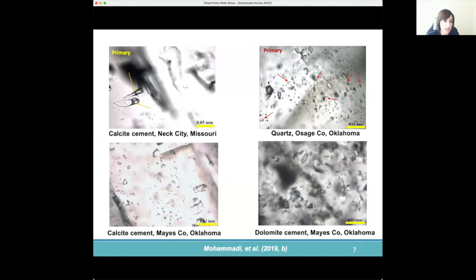The upper left is an example of primary fluid inclusions in calcite cement, and below is the assemblage of primary and secondary fluid inclusions in calcite. The upper right shows the assemblage of primary fluid inclusions in quartz, and below is primary fluid inclusions in dolomite cement.